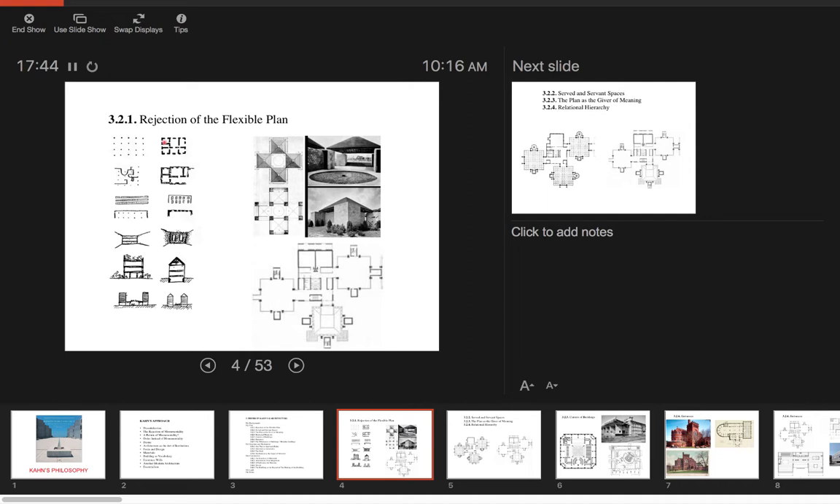This is the old, this is the new. The old is bearing walls. Once you have steel and concrete, you can have thin columns. So number one, columns. Number two, the free plan. When you have bearing walls, they define the rooms. You can't avoid them. When you have columns, you can put the walls anywhere.